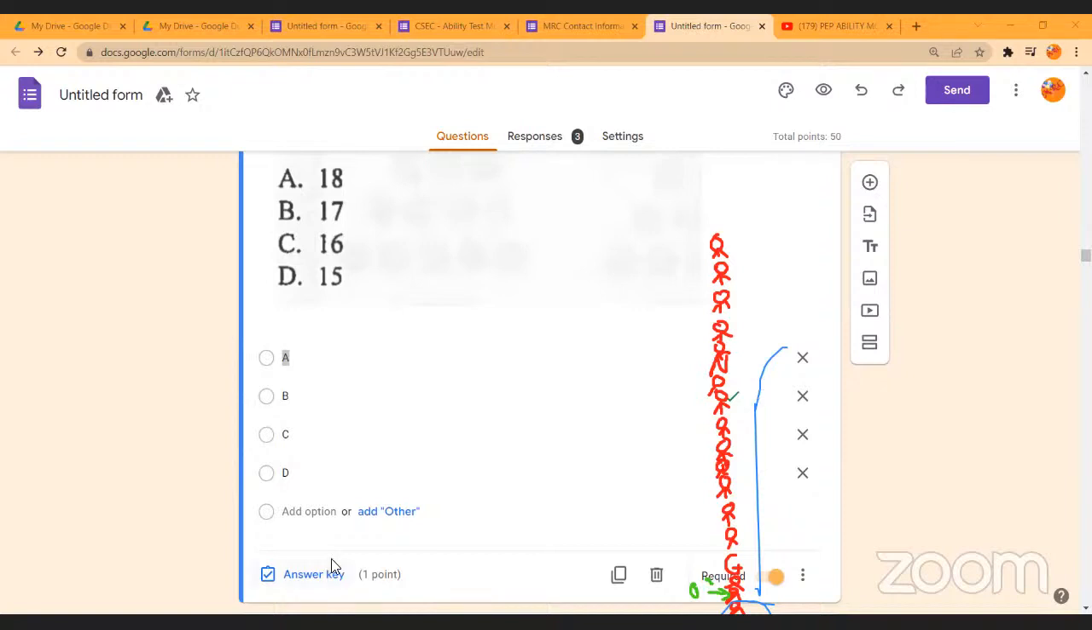I have a question, miss. Hold on. Let me change this on the form. Let me change the answer. So the answer is not B. The answer is actually A. All right. So let's correct A.